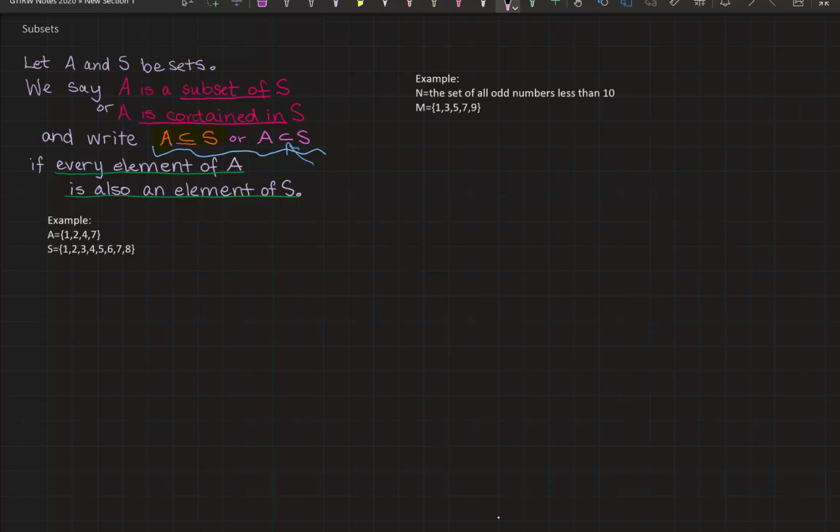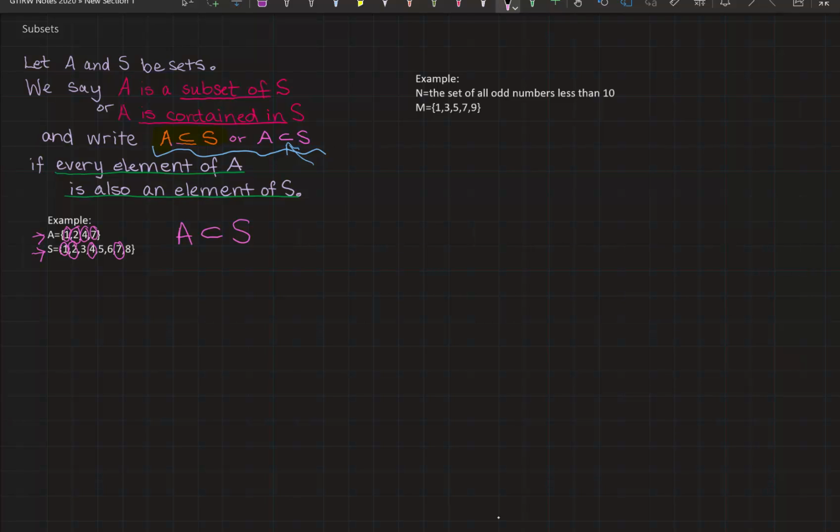The example I want to start out with for making sense of this gives us these two sets. A being the set with elements 1, 2, 4, and 7. And S is a larger set with elements 1, 2, 3, 4, 5, 6, 7, and 8. Now I can write in this case that A is a subset of S. And I can write that because for every element in A, 1, I can also find that in S. 2 can also be found in S. 4 can also be found in S. And 7 can also be found in S. So I found every element of A in S.